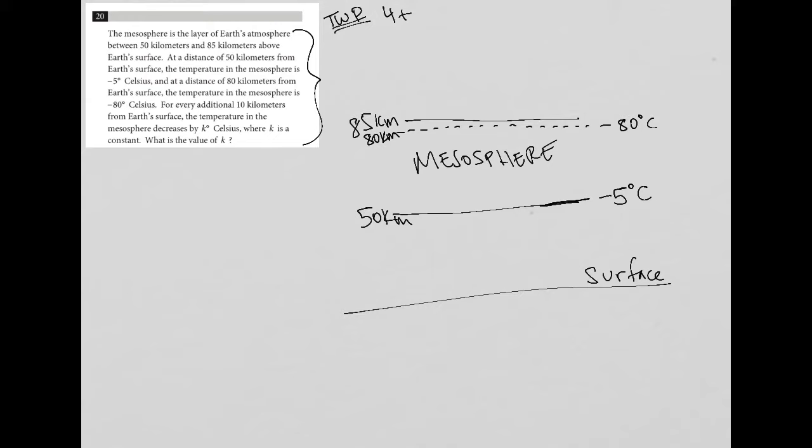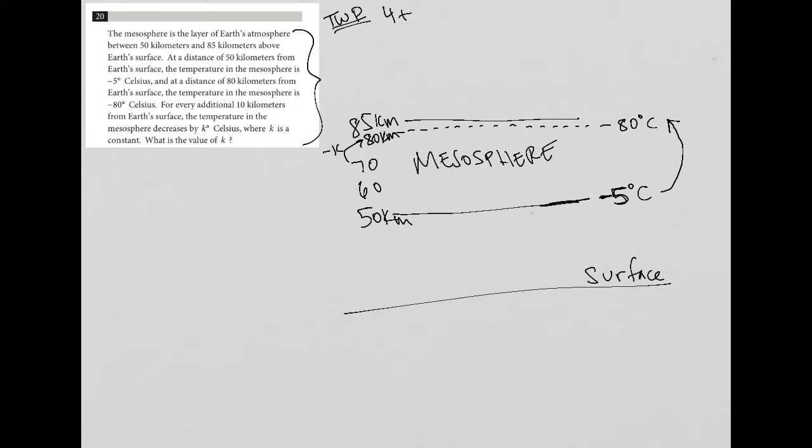So I know that I'm decreasing by a constant amount for every 10 kilometers. So from 50, which is the first temperature that I've been given, I know that at 60, I'm going to decrease by K, right? And then at 70, I'm going to decrease by another K. And then by the time I get to 80, I'm going to decrease by another K, and that K will get me to -80. So really all this is asking me is how fast is this temperature decreasing?